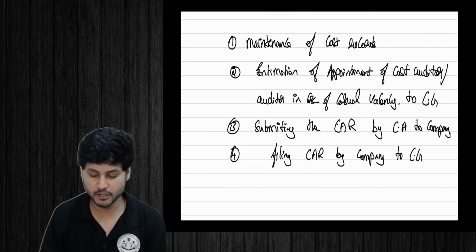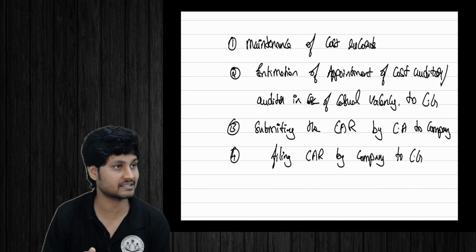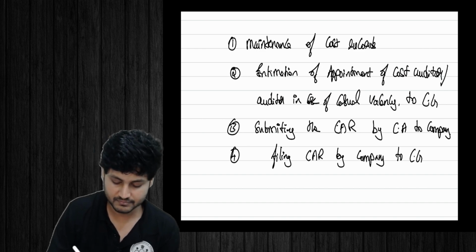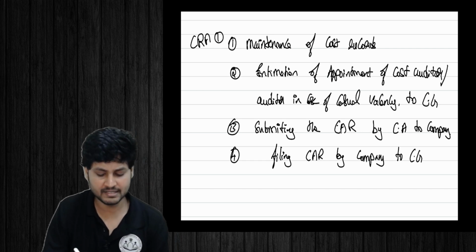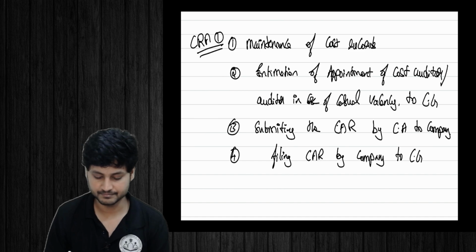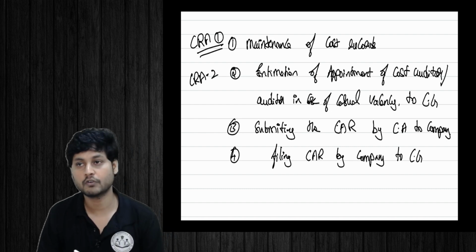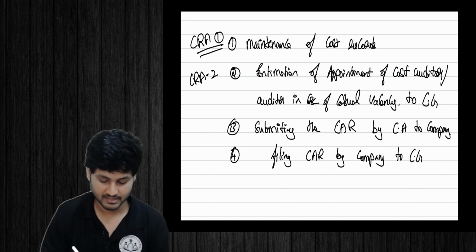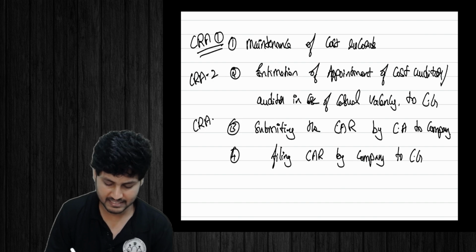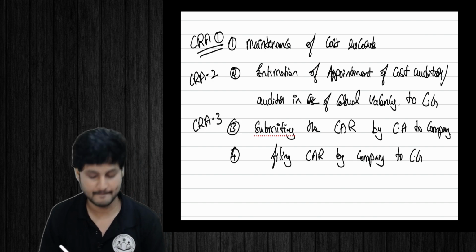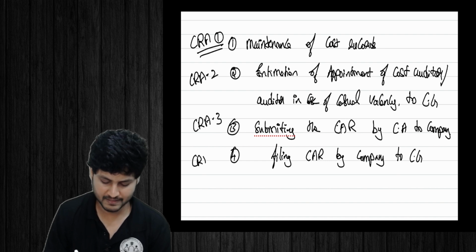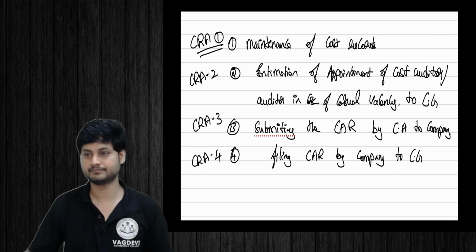So there are certain forms which are given for all these 4 activities. First one, form number CRA 1. Second one is form number CRA 2. Third one, form number CRA 3. Fourth one, it is form number CRA 4.